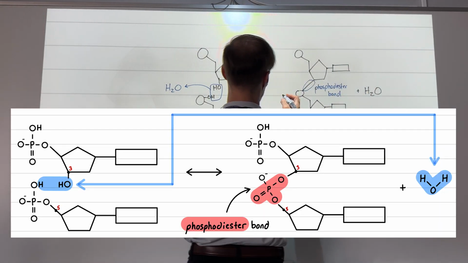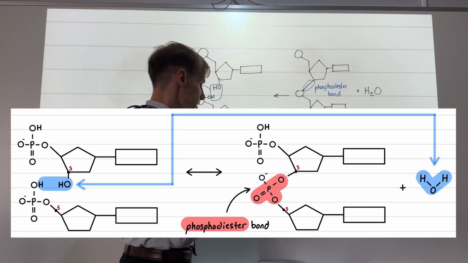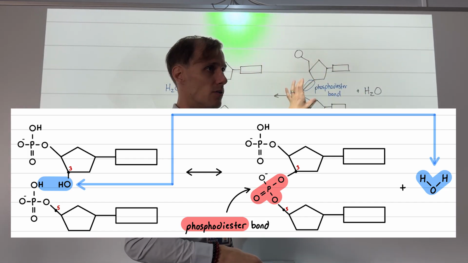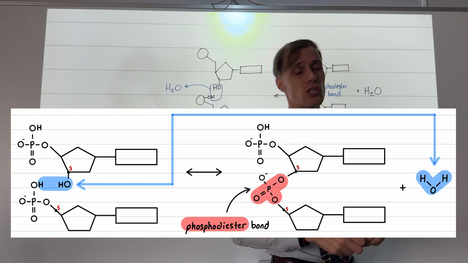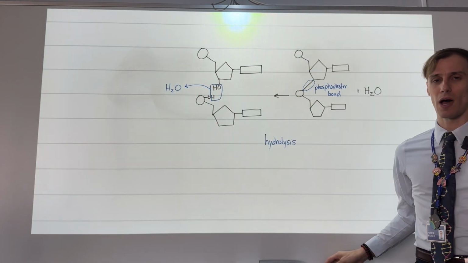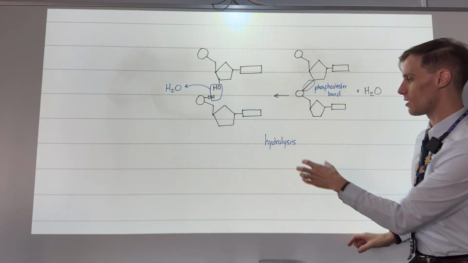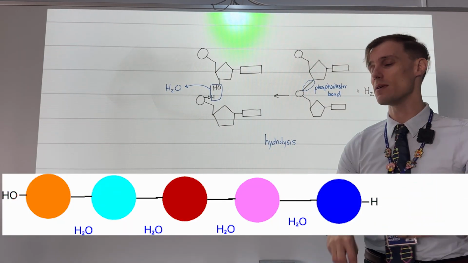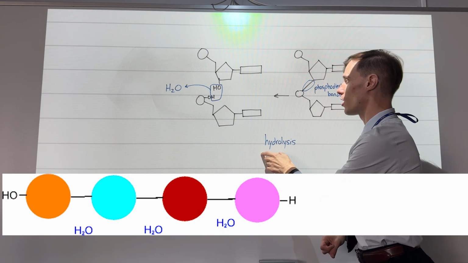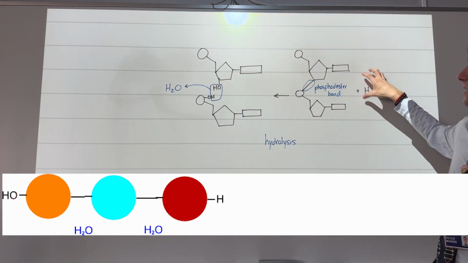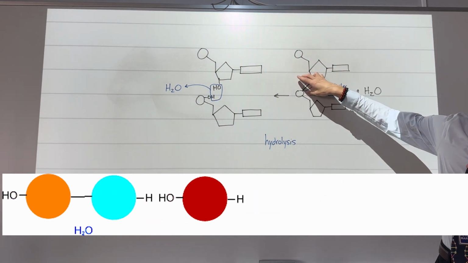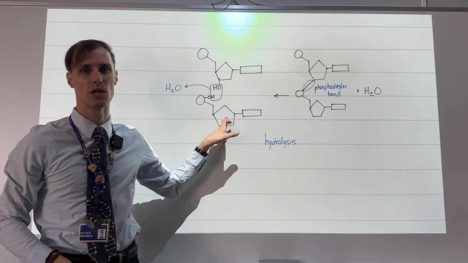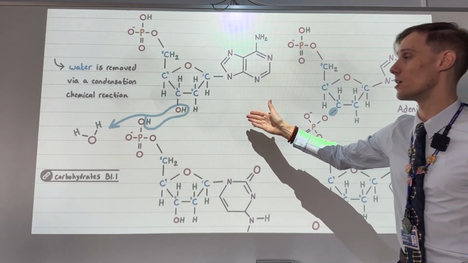Now, if a polynucleotide were to be broken down, then effectively we can do the reverse. If we do the reverse, then it means I'm going to use water to break this bond back down. The name of this chemical reaction is something called hydrolysis. Means hydro, water, lysis, split. So it literally means I am splitting with water. So this water molecule is going to be used to break apart this phosphodiester bond, and what you're left with is two independent nucleotides.